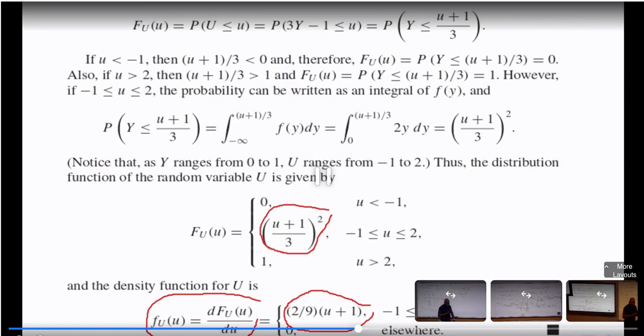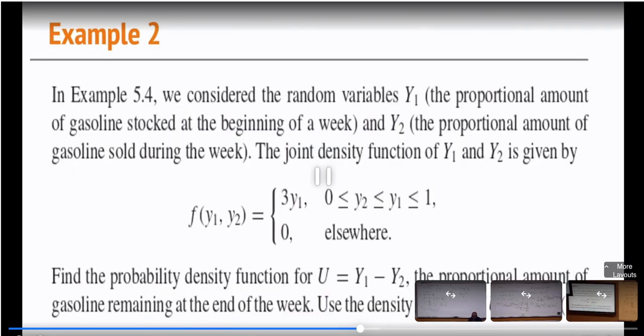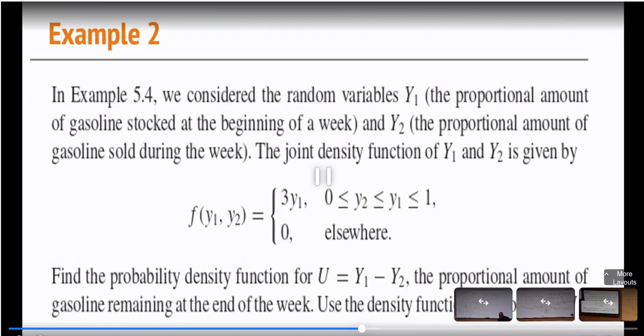We can also talk about the situation where we want to move from 2 variables to 2 variables, 3 variables to 3 variables. Now, that will take me to the next example. Take a look at example 2 right now. We consider the random variables y1, the proportional amount of gasoline stock at the beginning of a week, and y2, the proportional amount of gasoline sold during the week.